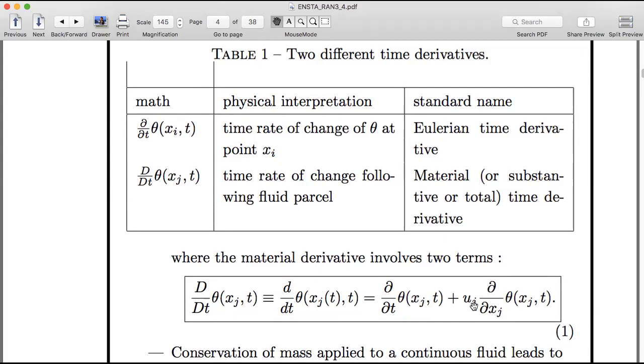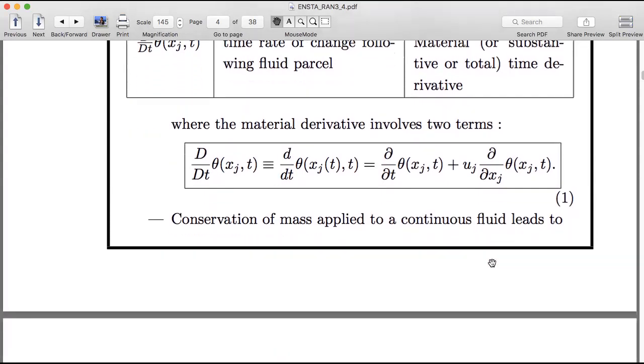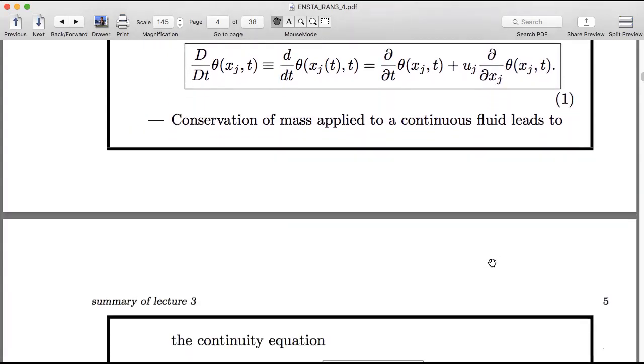And then you have to add in this thing we call the advective term. It's the dot product of the velocity with the gradient of the quantity that you're differentiating. Here I just wrote theta. It could be temperature, salinity, concentration of pollen in the atmosphere, what have you. So you take its gradient and take the dot product with the velocity.